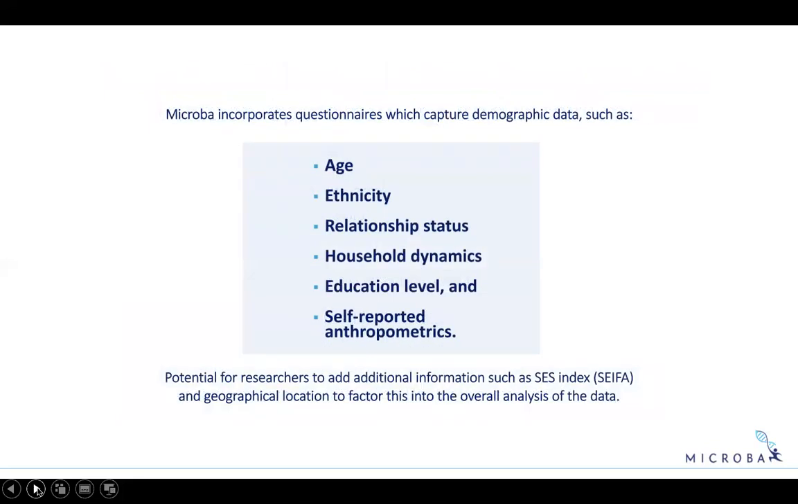All right, so this is showing some additional demographic data that Microba are able to capture through some of those questionnaires we mentioned earlier. You see, we can gauge people's age. We ask them to report on their ethnicity, their relationship status, some household dynamics, and also their education levels. And we do get people to self-report on their anthropometrics like height and weight. So there is a potential for researchers to add some additional information if that's what they were looking at, depending on their type of research. We can factor this into the overall analysis as well.